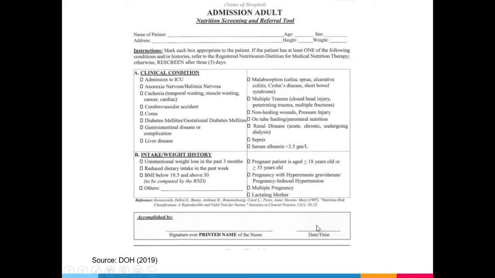Okay? So usually kanino ang ginagamit natong nga form, this is recommended by the Department of Health, okay? So unsa man ang instruction diri? Mark each box appropriate to the patient if the patient has at least one. So a patient must only need one of the factors here checked, so that they will be referred to the R&D for medical nutrition therapy.